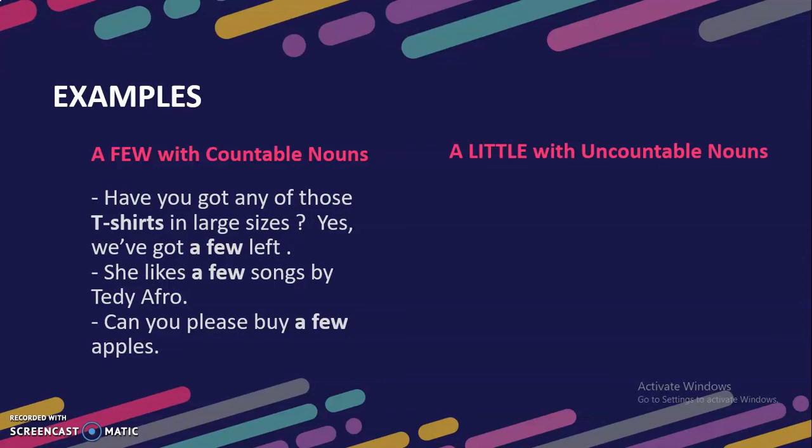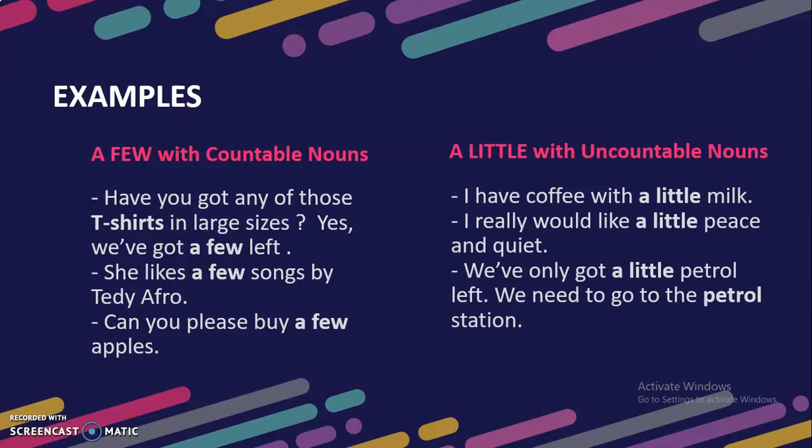Now let's move on to a little, and how it can be used with uncountable nouns. These examples will help you to understand the use of this word. I have a coffee with a little milk. I really would like a little peace and quiet. We have only got a little petrol left. We need to go to the petrol station.